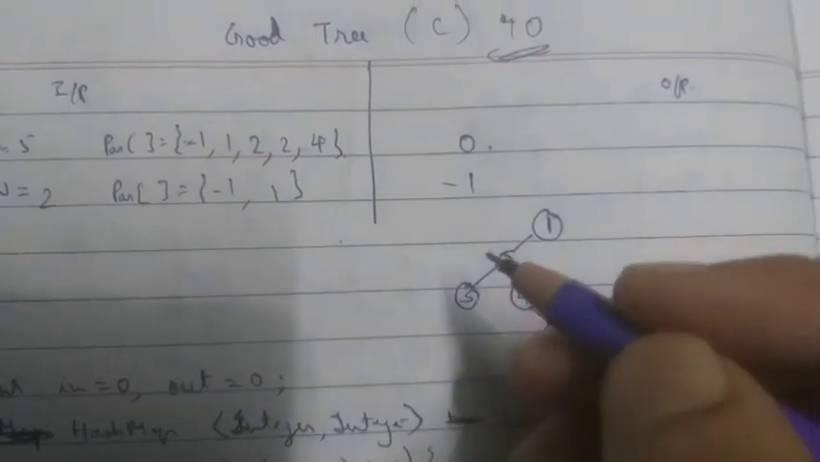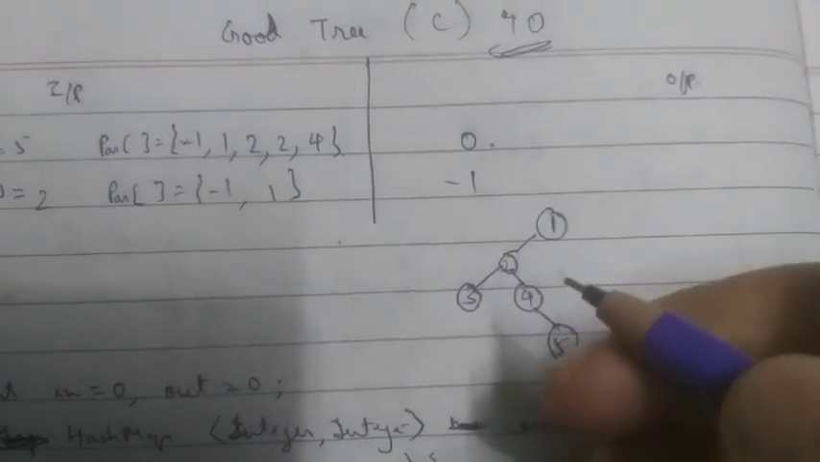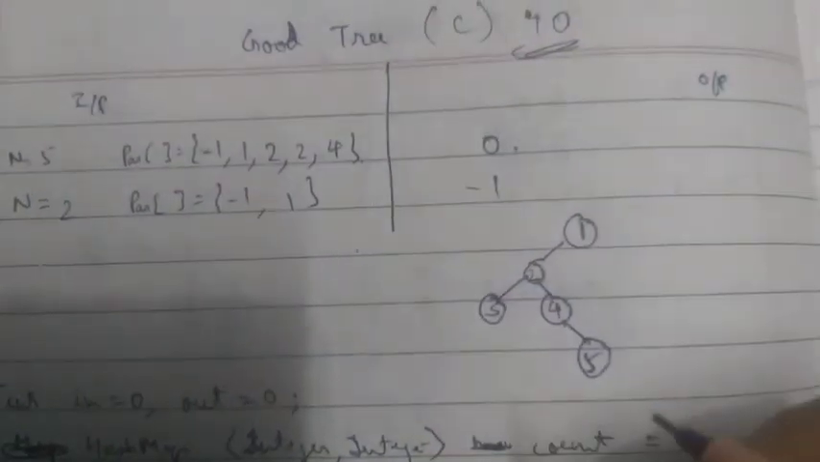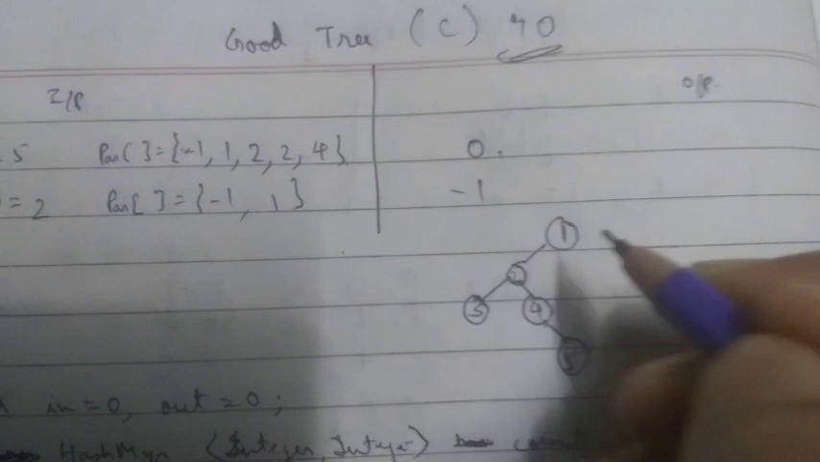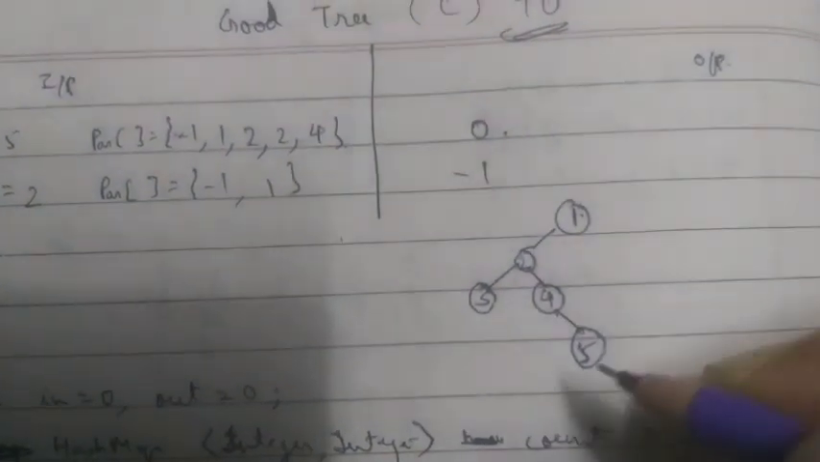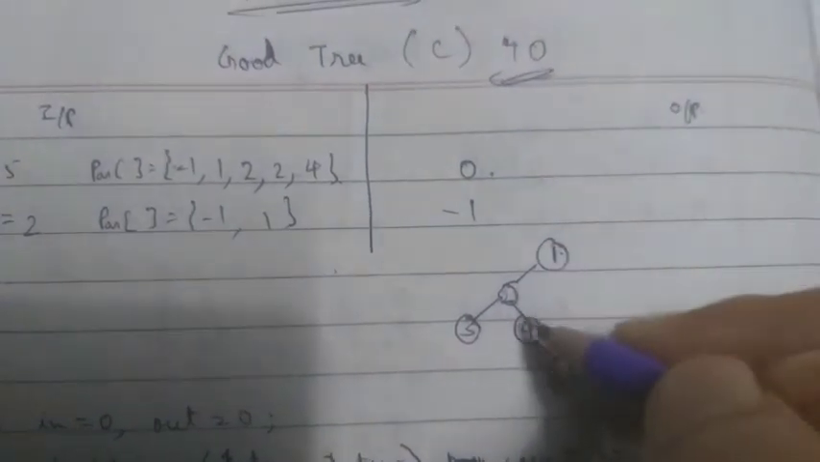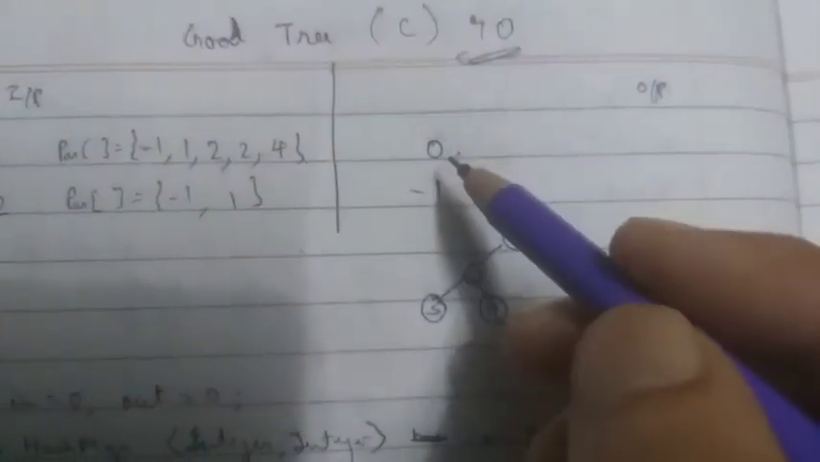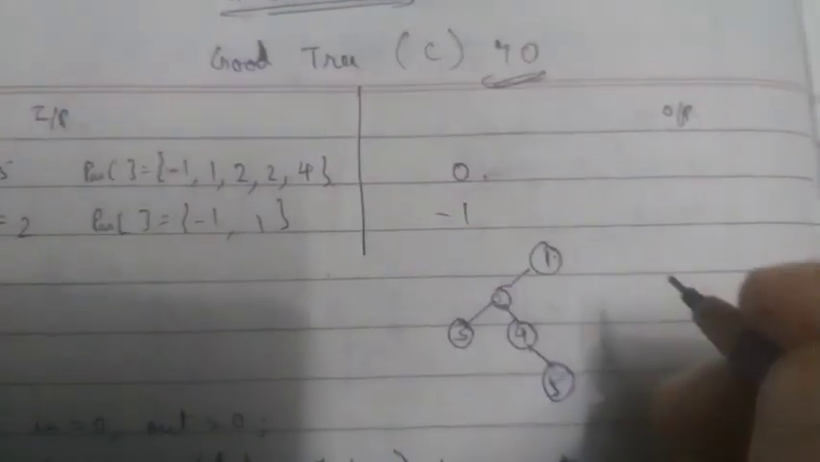A good tree is one in which the number of inner nodes is greater than the number of leaf nodes. In this case, the inner nodes are 1, 2, 3, and the leaf nodes are 2. So 3 is already greater than 2, so we are going to return 0 because we don't need to perform any operations.